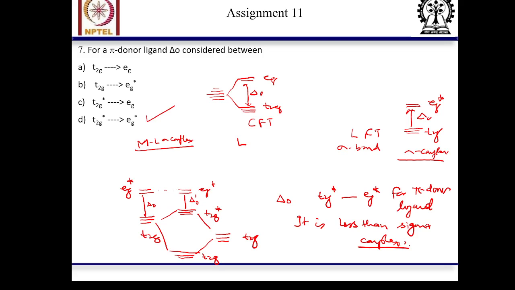Okay, I think now it will be clear. Can you write in the chat box that it is clear now, that for a pi donor delta 0 will be considered between T2g star and Eg star? Can you confirm in the chat box that you got the point? Is it clear?